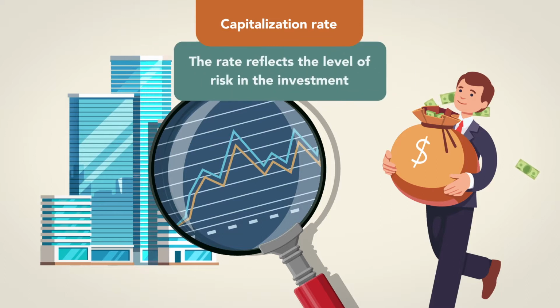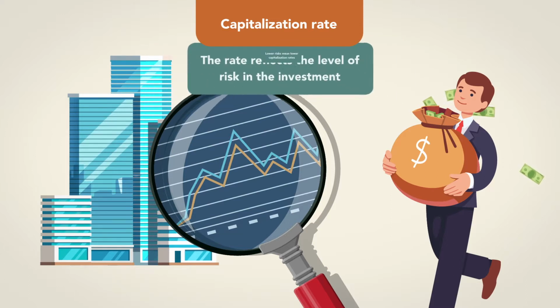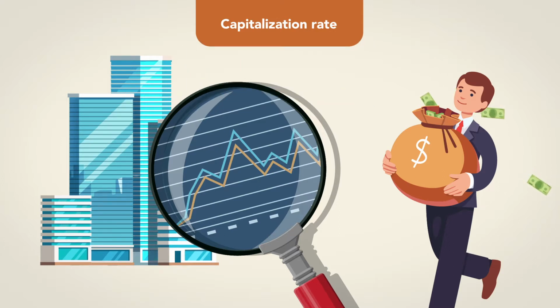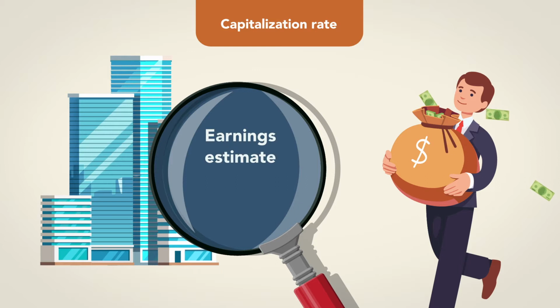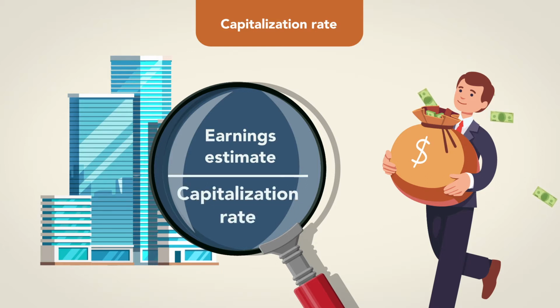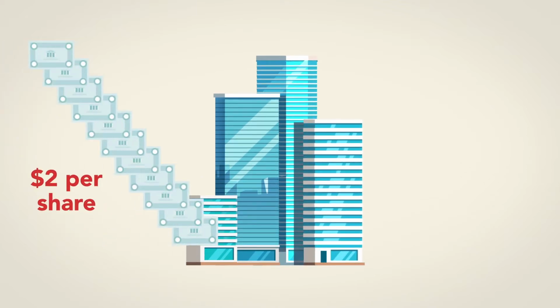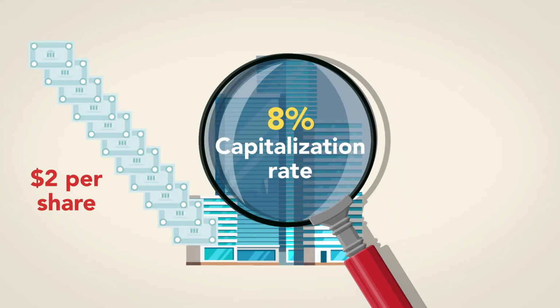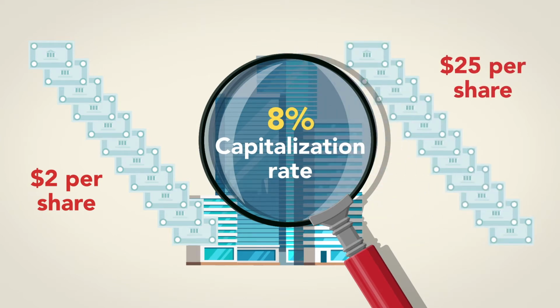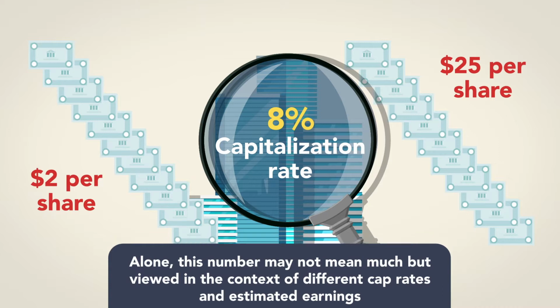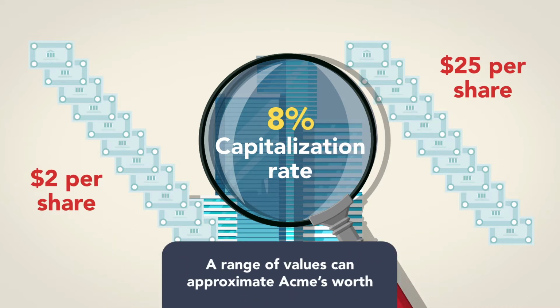The rate reflects the level of risk in an investment. Lower risks mean lower capitalization rates. The value of the company is determined by dividing the earnings estimate, as reflected in a company's earnings per share, by its capitalization rate. For example, assume Acme Corporation earns $2 per share, and its capitalization rate is estimated at 8%. Therefore, Acme's value is $25 per share. Alone, this number may not mean much, but viewed in the context of different capitalization rates and estimated earnings, a range of values can approximate Acme's worth.